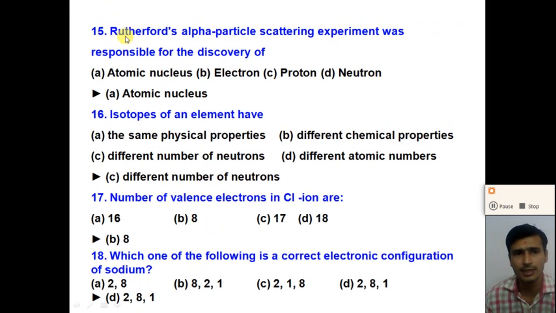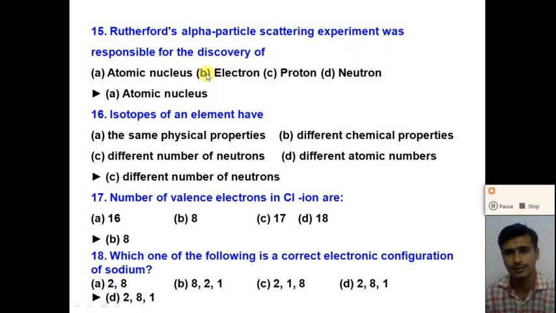Now, questions 15 to 18 are multiple choice questions, right? You have to select any one option from the given options. Question number 15: Rutherford's alpha particle scattering experiment was responsible for the discovery of blank, right? Atomic nucleus, electron, proton or neutron?